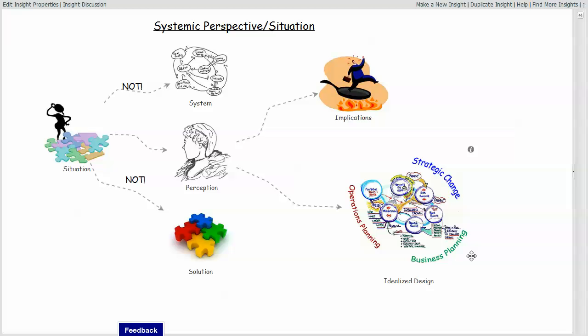So the concept of idealized design is to figure out an ideal state that we would like to be in at the moment and use it as a focusing guide for a direction in which we can endeavor to move as we develop the other components of the systemic perspective.